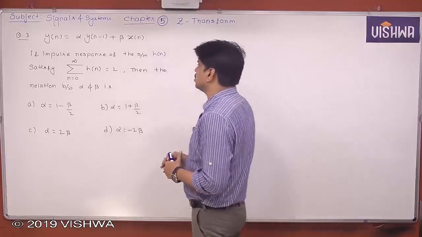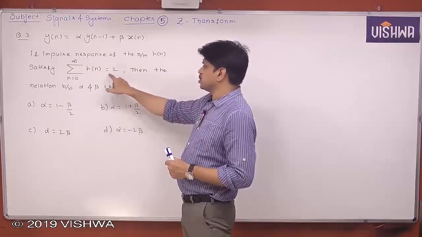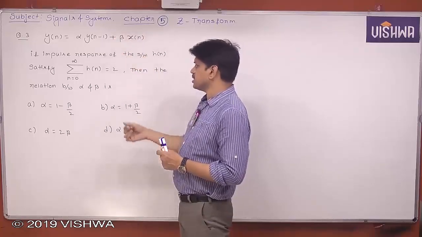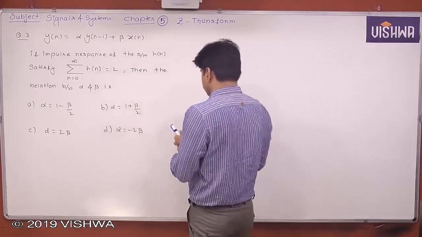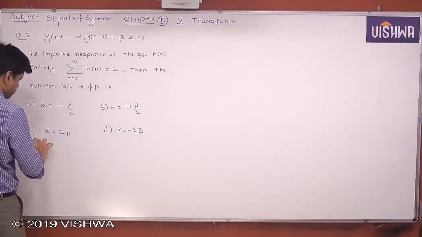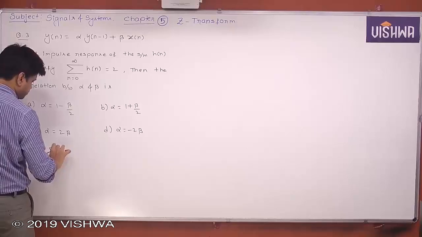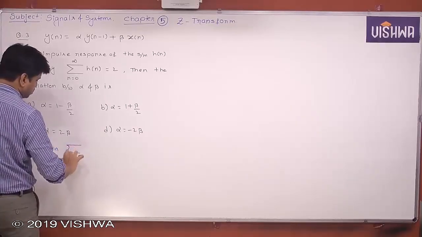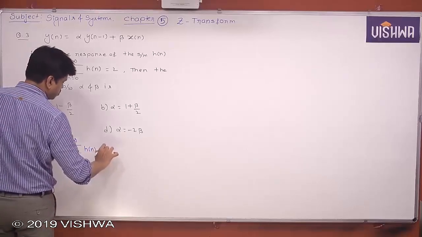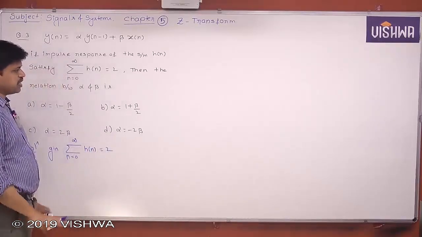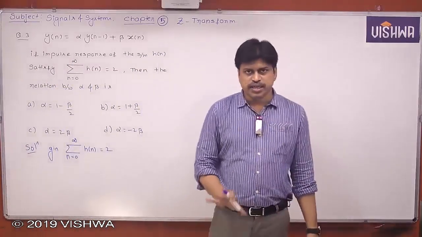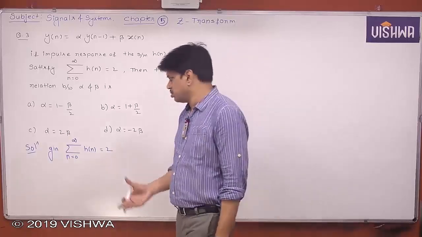First of all, try to understand this one. Can you calculate what is h of n? Let's see what is given: summation n is equal to 0 to infinity h of n is equal to 2. Now, in general, every system is a causal system, that means the existing systems. So by default, we can assume the system is causal.